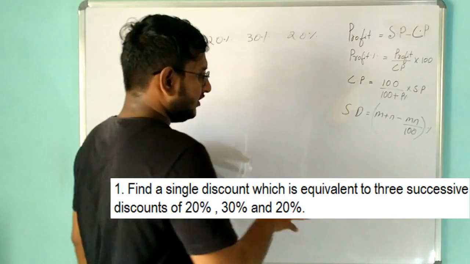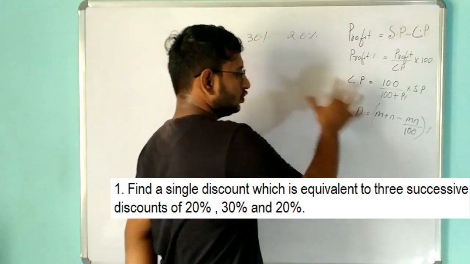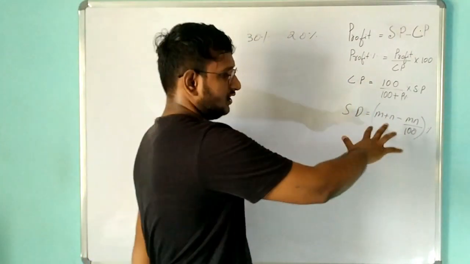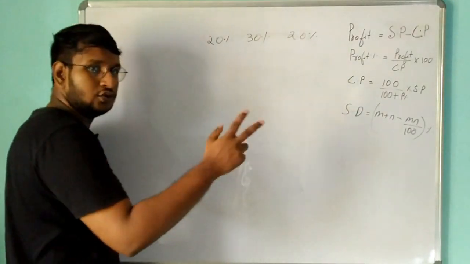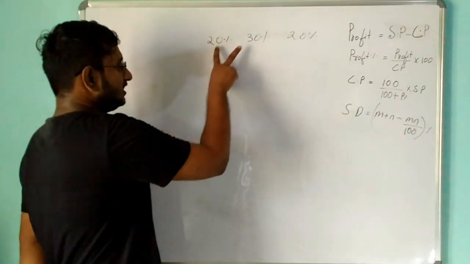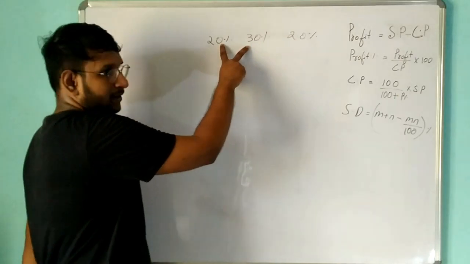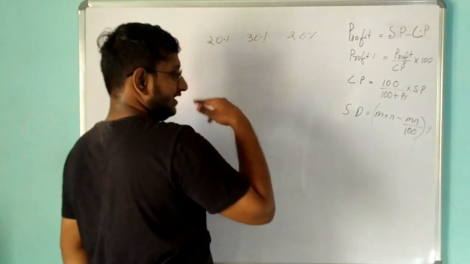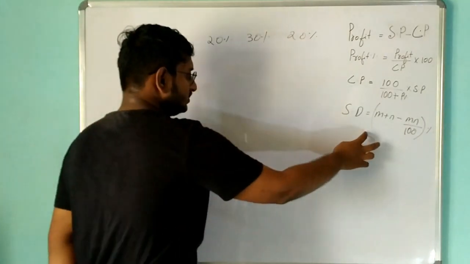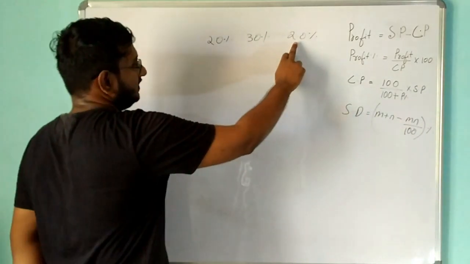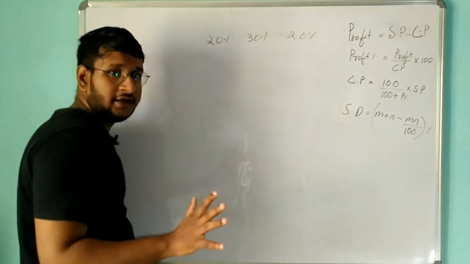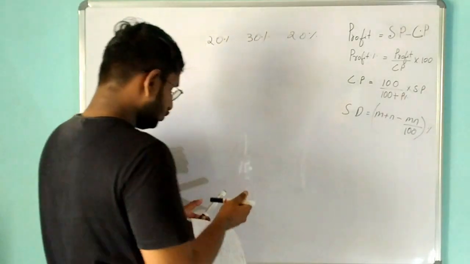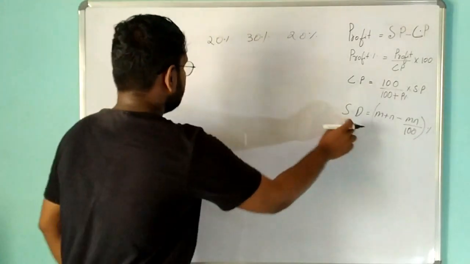Okay, so here we can't use 3 discounts at the same time because in this formula we can use only 2 discounts. Okay, so what we are going to do is find a single discount for these two first, and then use the single discount formula again to find the discount for this as well as this. Okay, so this is what we are going to do. So we are going to use this formula, m and n.